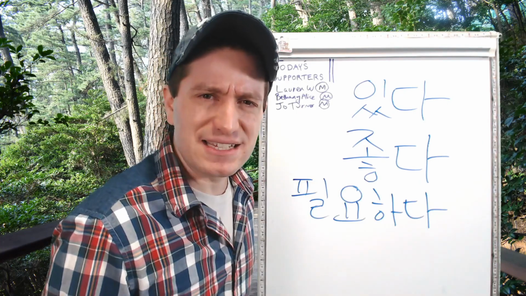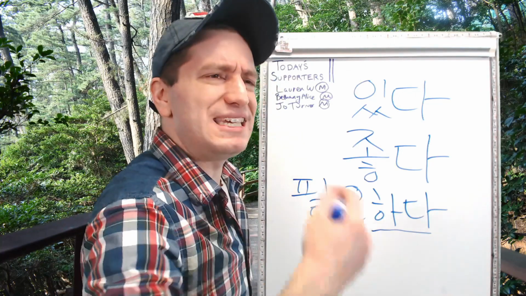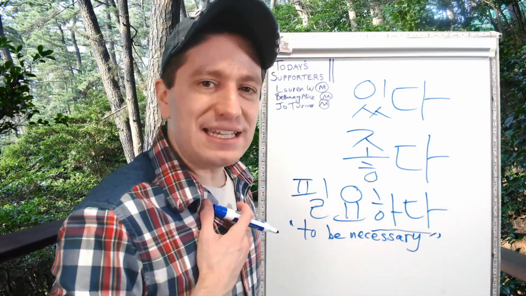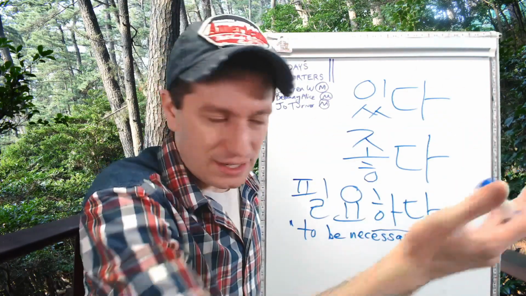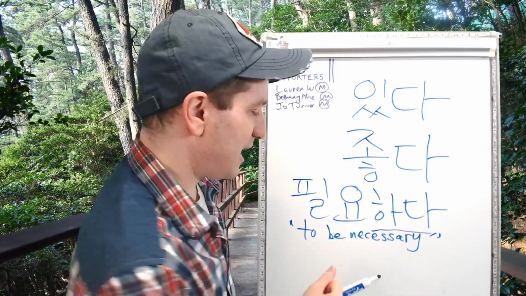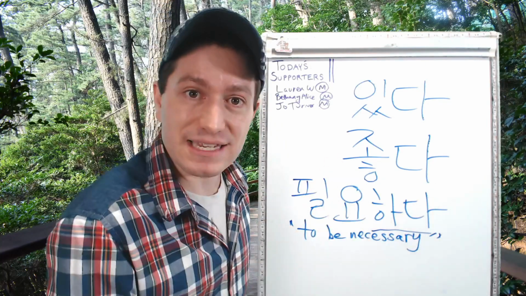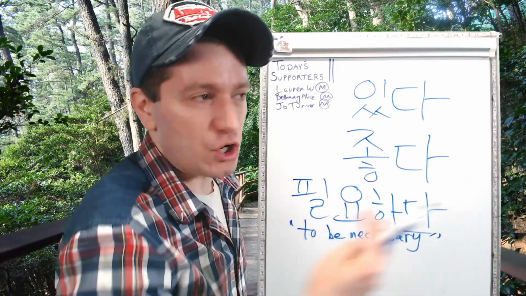필요하다. In sentences, it'll be translated as to need. 필요하다 actually means to be necessary. And it is not an action verb. Saying that you need something in Korean, they actually say it as that thing is necessary. So if you say, I need water, you wouldn't say, I necessary water, right? You would say, water is necessary. 물이 필요해요. 저는 물이 필요해요.